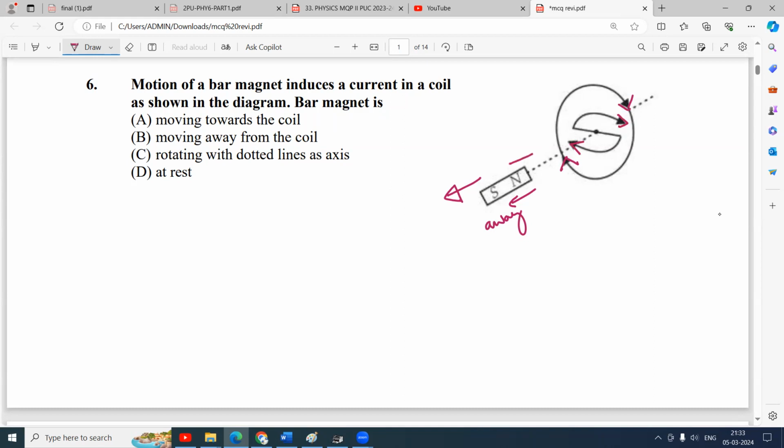Suppose you move the north pole towards the coil, then this should have been the north pole for opposing the motion of the north pole towards the coil. So the answer should be moving away, because when the north pole moves away, the coil develops a south pole and opposes the motion of the north pole. So it is in accordance with Lenz's law. So the magnet must be moving away from the coil, because this is a south pole.